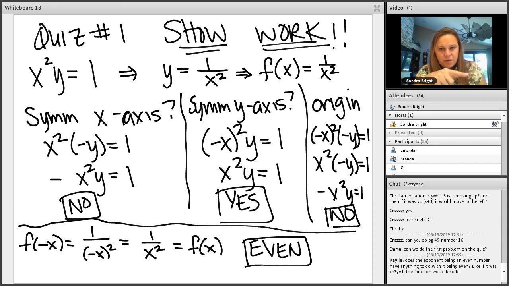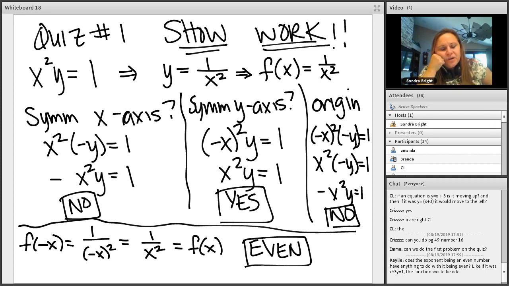Oh, I see what you're saying. Okay, so would it be odd? Plugging in a negative x would give you, yes, sorry, I'm being a doofus right now. I was thinking the symmetry. So if it was x cubed y equals 1, the symmetry would be symmetric with respect to the origin, right? Because plugging in a negative x and a negative y would give you the original. And then would it be odd? Yeah, because you plug in a negative x and you would get a negative y, or a negative f of x. And so yeah, it's not a coincidence.